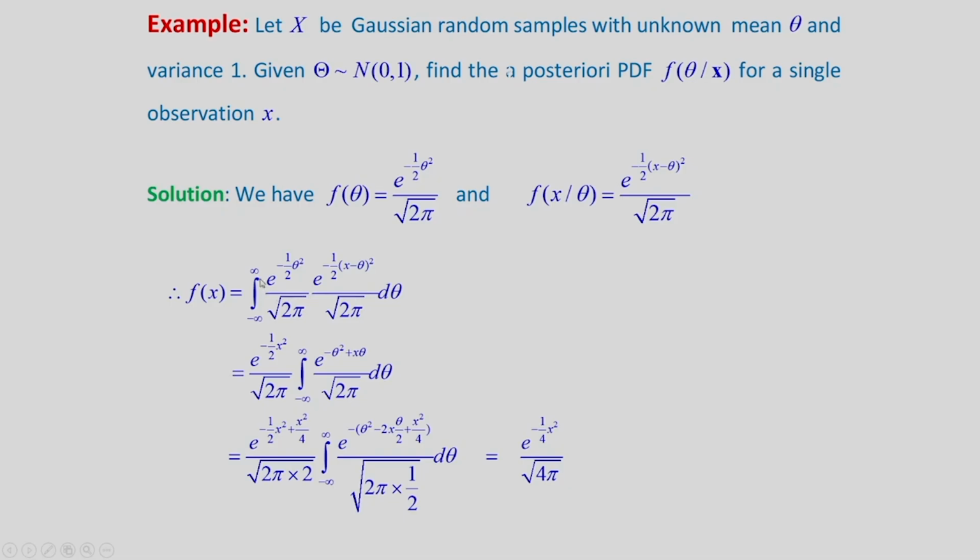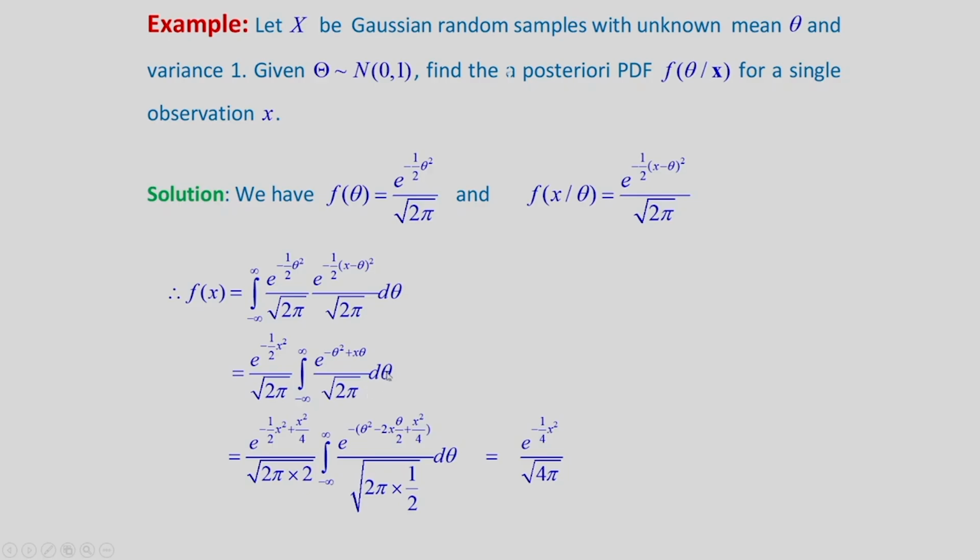That will be the joint PDF integrated with respect to theta. So, it will be the integration from minus infinity to infinity of e to the power minus half theta square divided by root 2 pi, into e to the power minus half of (x minus theta) whole square divided by root 2 pi, d theta. So, this integration we will now carry out.